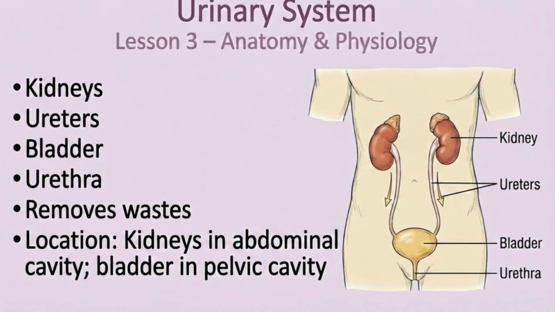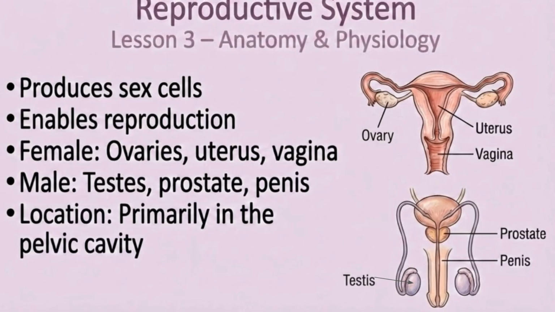The urinary system includes the kidneys, ureters, bladder, and urethra. It removes waste from the blood and helps maintain water and salt balance. The reproductive system produces sex cells and allows reproduction. Female organs include the ovaries, uterus, and vagina, while male organs include the testes, prostate, and penis.